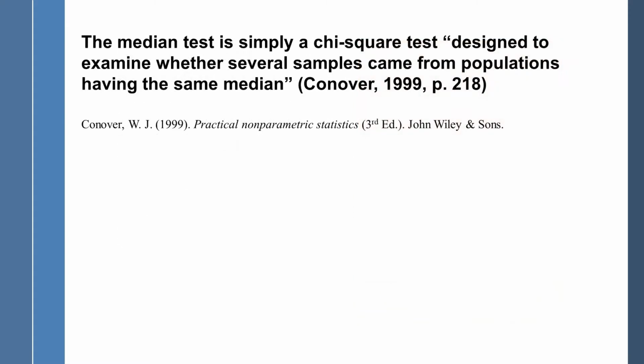The median test is simply a chi-square test, and it's designed to test whether several samples came from populations having the same median, according to Conover in his classic text, Practical Nonparametric Statistics. So really what we're doing here is looking at the baseline and treatment phases of a single case design study to see if the medians of those two groups of data come from the same population.